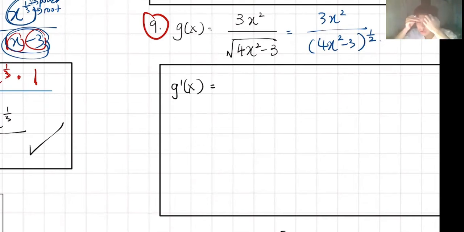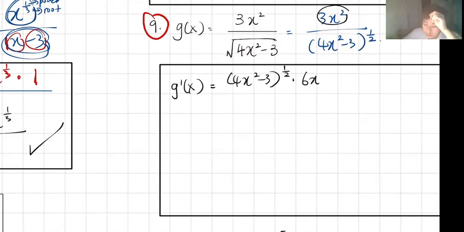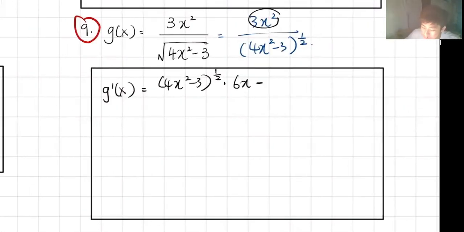As I said, start with copy the bottom, which is 4x squared minus 3 to the power of half, times with the differentiation of the top. Differentiation of the top using power rule, you should get 6x. I don't want to teach you how already. You try to learn yourself from what I've taught you in previous videos. Minus, now you copy the top, 3x squared, and you differentiate the bottom.